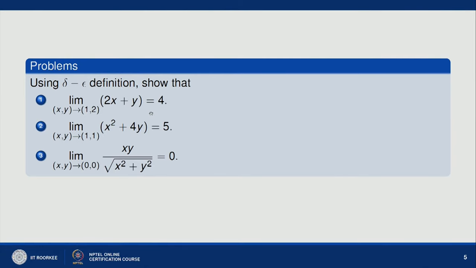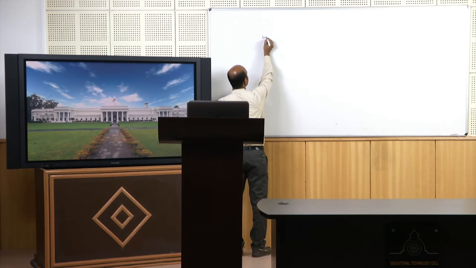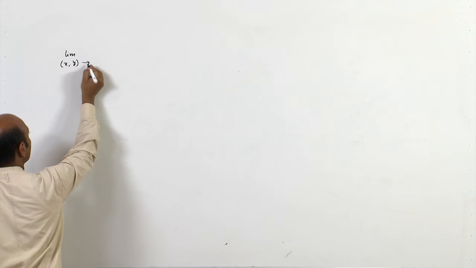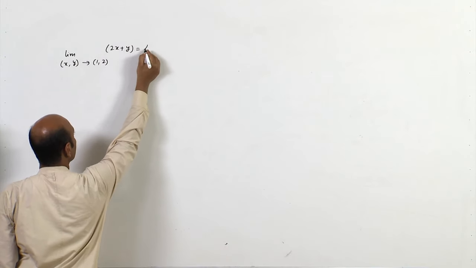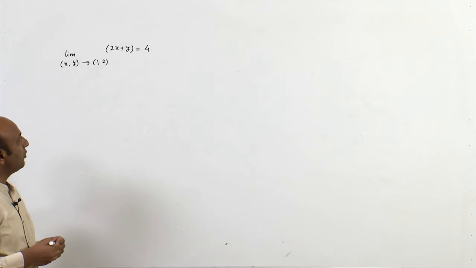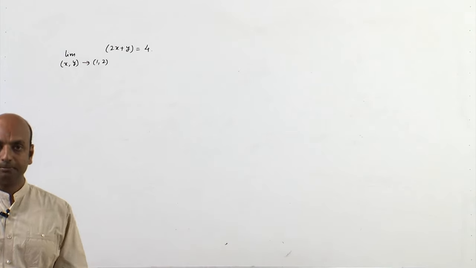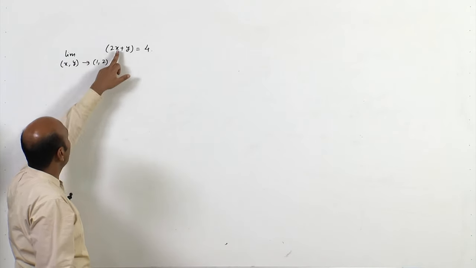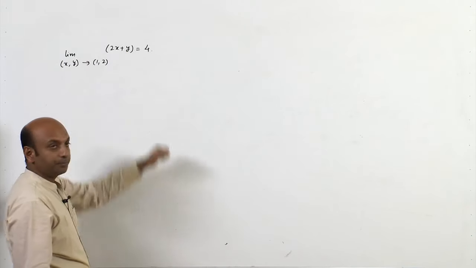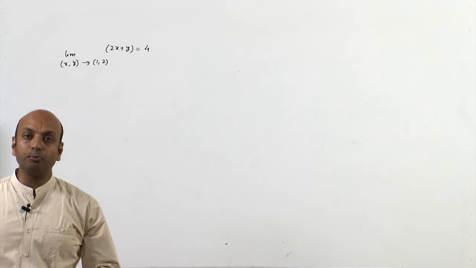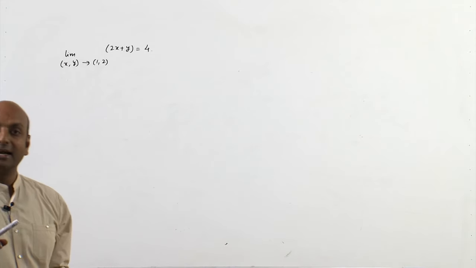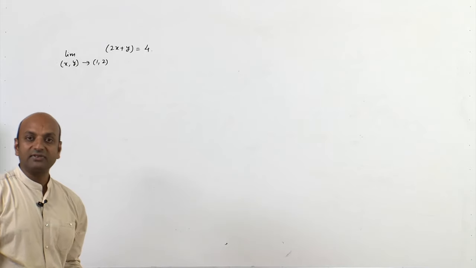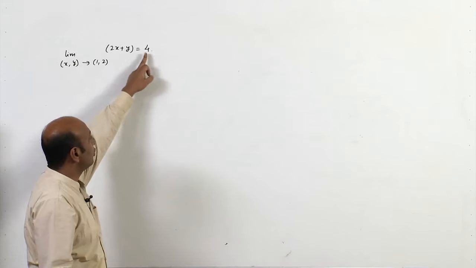Using the delta epsilon definition, show that this is equal to this. The first problem is the limit as (x, y) tends to (1, 2) of 2x plus y is equal to 4. So how can we prove it? Otherwise it is very simple. When you substitute x equal to 1 and y equal to 2, the value is 2 plus 2, which is 4. Now if somebody asks how we can prove mathematically that this limit exists and is equal to 4, the only option is the delta epsilon definition. We can use it to show that this limit exists and equals 4.